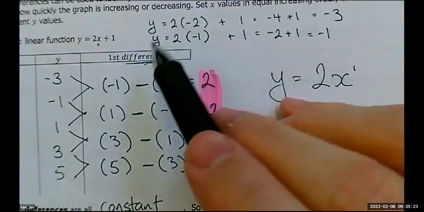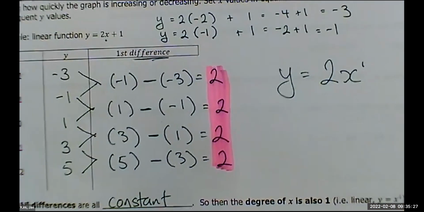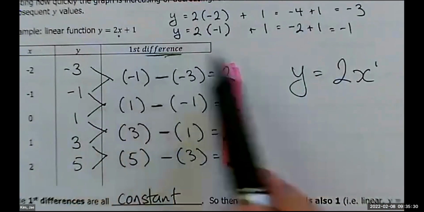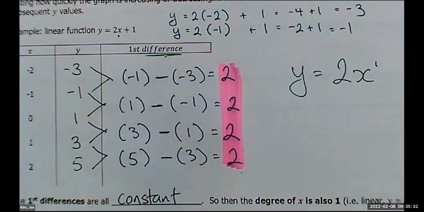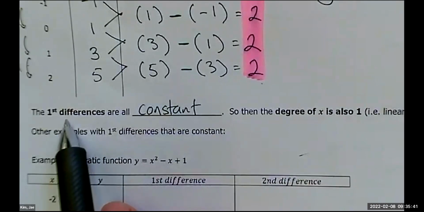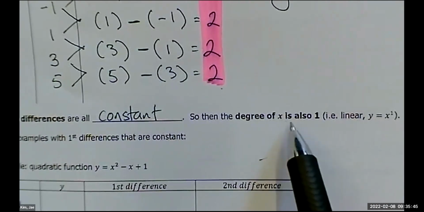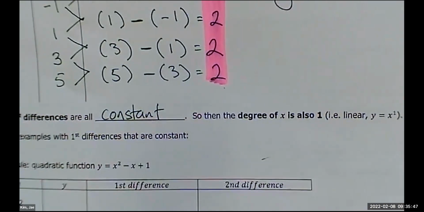It's actually not a coincidence. You might not believe me. That's why I'm going to do one more example. But if the first difference is constant, then the exponent must be a 1. There is a connection between the two. And so I wrote it here. If the first difference is constant, then the degree of x, in other words, the exponent of x, must be a 1. So the biggest exponent must be a 1. We have no other choice. I'm going to try to prove it.